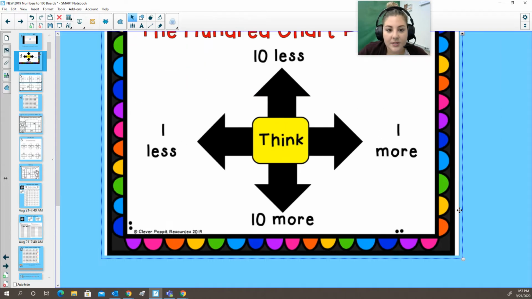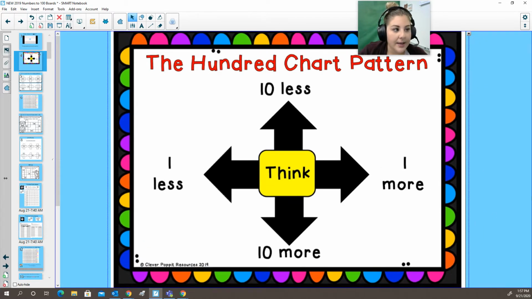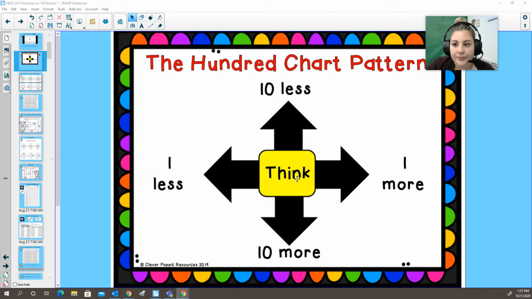It will really help us. I'm just going to make it a bit smaller so we can see it. So here, say we have a number in the middle. To the left of the number is one less. So let's say I have an 8 here. One less would be 7. One more is to the right of the number in the chart. 10 more is right below it, and 10 less is above it. That is the pattern for every single number in the hundreds chart. We do this every day in calendar, so it should be familiar to you.